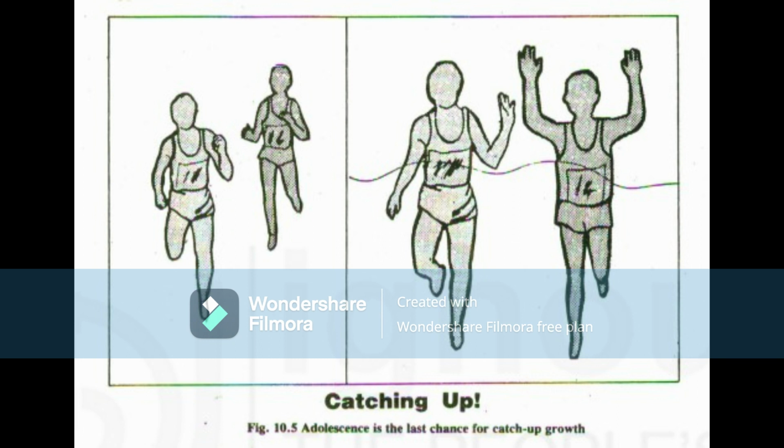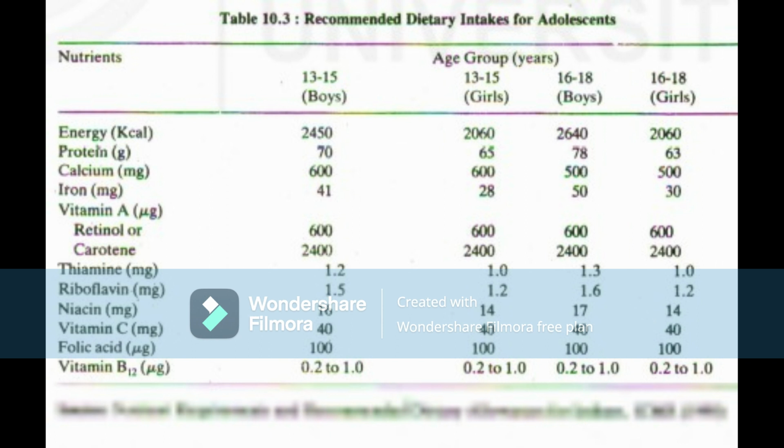10.3.1 Recommended dietary intakes for the adolescent. The recommended dietary intakes for adolescents are listed in Table 10.3. Table 10.3 Recommended dietary intakes for adolescents. Look at the screen for table content. If you look at the table carefully, you would notice the high RDAs for energy, protein, iron and calcium. This is necessary to support the rapid growth of all body tissues.